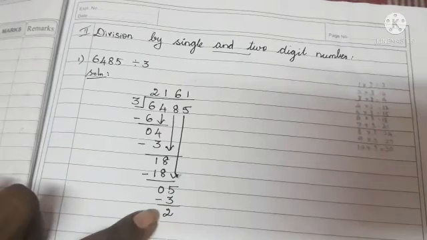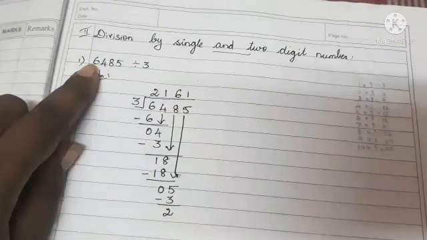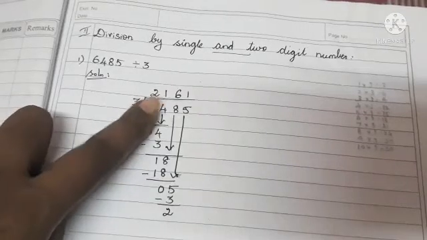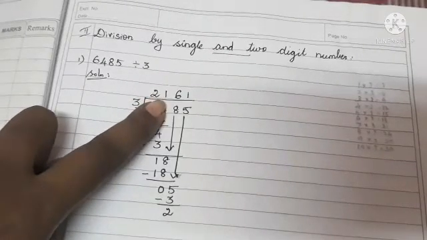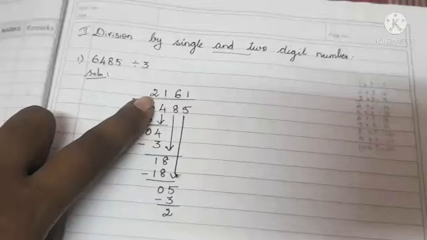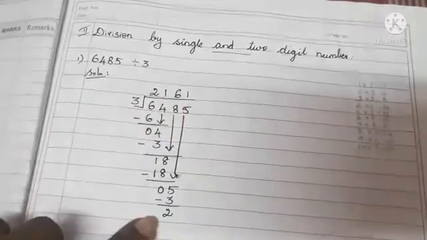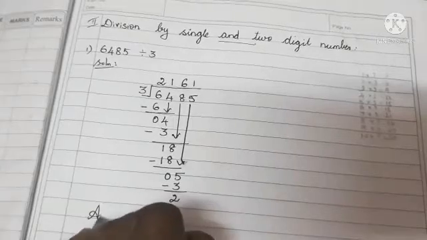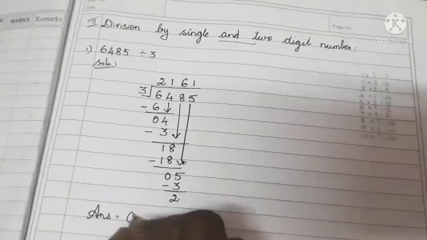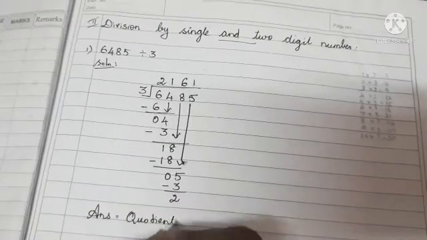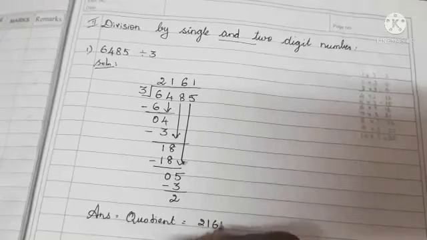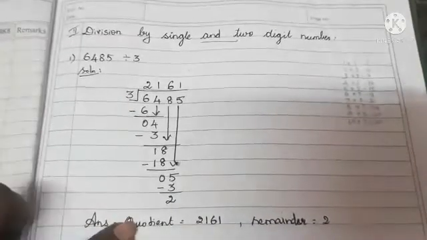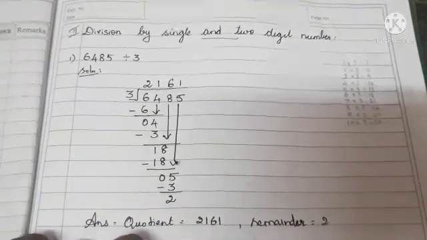So from here we can say, if you divide 6485 by 3, we'll get the quotient as 2161 and you will get 2 as the remainder. So we can write the answer. The answer is: first we write the quotient, that is, the quotient is 2161, and the remainder is 2.